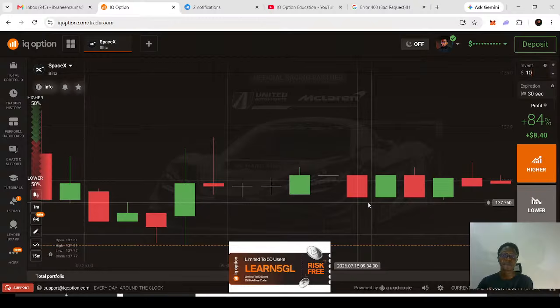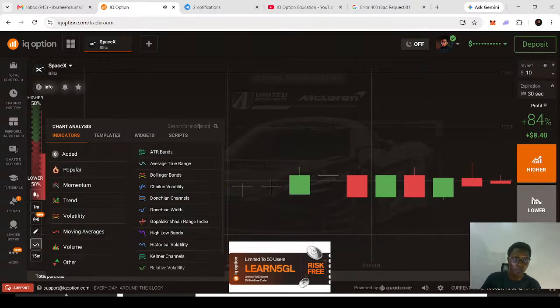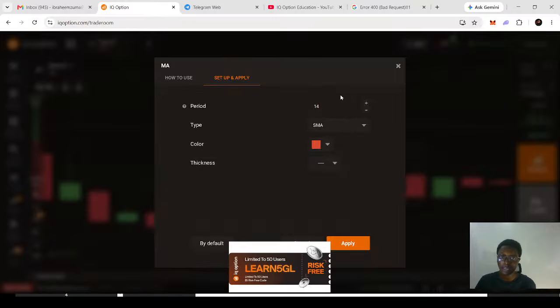Okay. So the next thing is we're going to choose our indicators. You come to the indicator section right here and click indicators. If you do not see moving average, you can search moving average and click it. When you look at the indicator section in the chart, you would see the default would be SMA. So you have to change the SMA to EMA. Okay, this is very important.